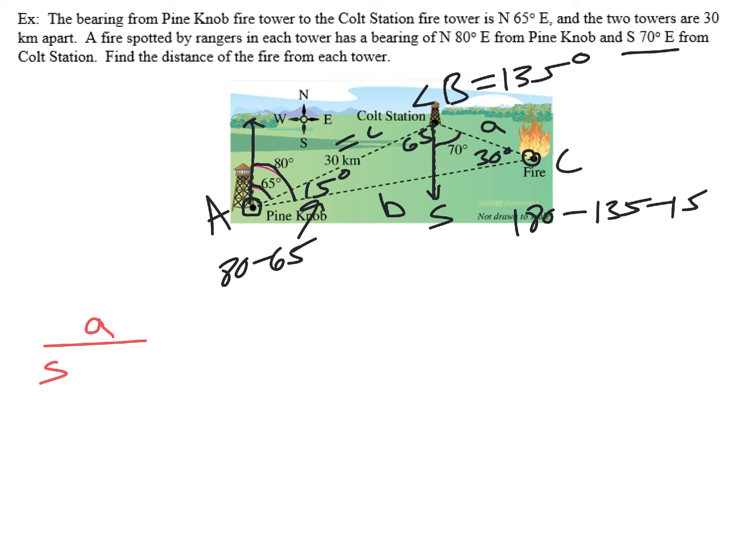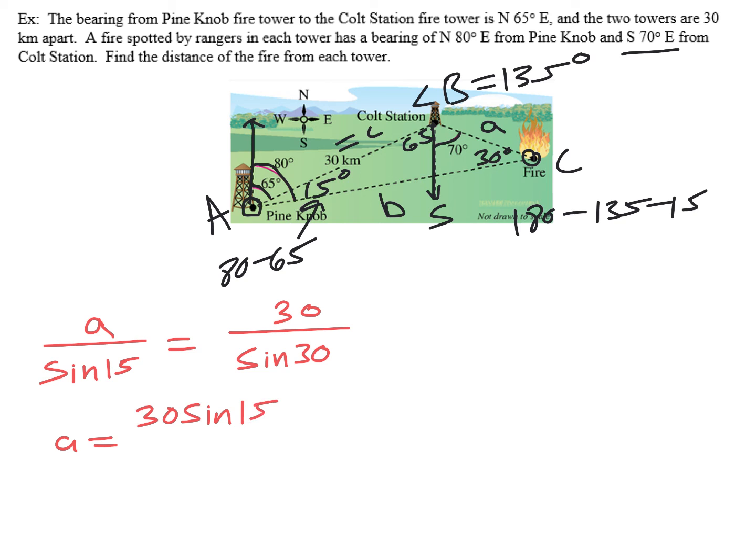A over the sine of 15 is equal to 30 over sine of 30. Checking on rounding. I don't think it said anything in the directions. I'll just go to the hundredth. You could go hundredth or tenth. 15.53 kilometers.